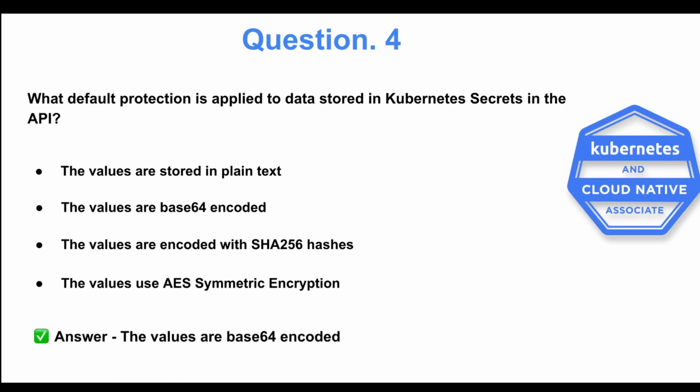This is because by default, Kubernetes stores secret data in the API in base64 encoded form. This safely formats the data for storage and transmission, but it does not provide encryption or real security. To secure secrets, encryption at rest must explicitly be enabled.